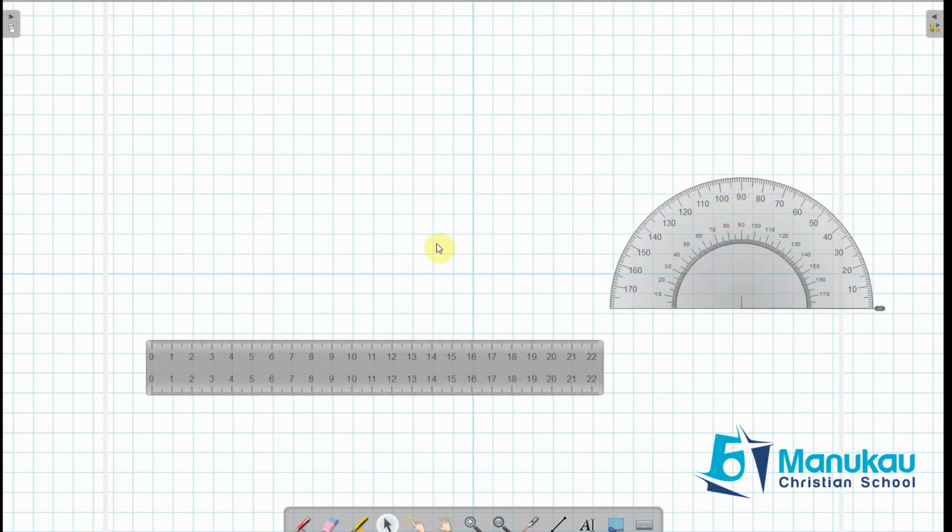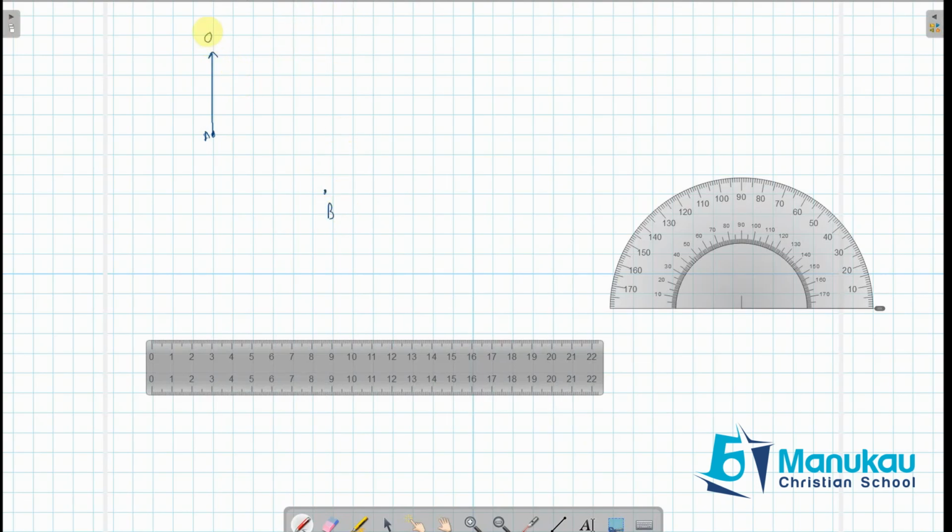We use bearings to describe the direction of one thing compared to another. The first thing to think about when you're giving a bearing is where you start from. So if this point here is our starting point, we'll call it A, and there's something over here, B, and we want to know the direction of B from A.